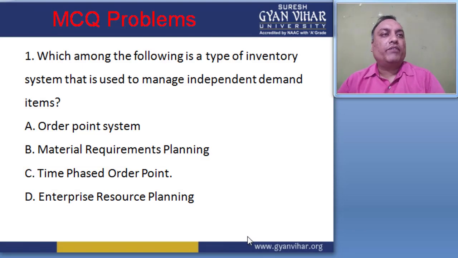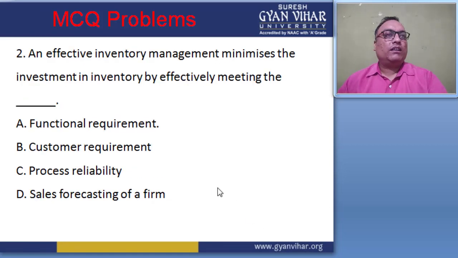Which of the following is a type of inventory system that is used to manage independent demand items? The options are: A is order point system, B is material requirement planning, C is time phased order point, and D is enterprise resource planning. So the correct answer to this question is C, the time phased order point.